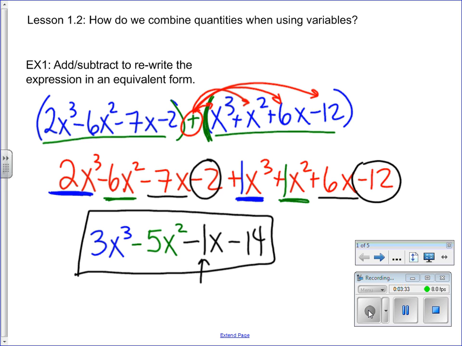Generally, we want to write expressions so that the highest exponent is first, and then the exponent decreases from there. So the highest exponent is 3, and then we have the exponent of 2, and then we have the exponent of 1, and then we don't have an x with the 14, but remember, it's the same as having like x to the 0. So all of the exponents are decreasing, 3, 2, 1, 0. That's how we like to write our polynomials.